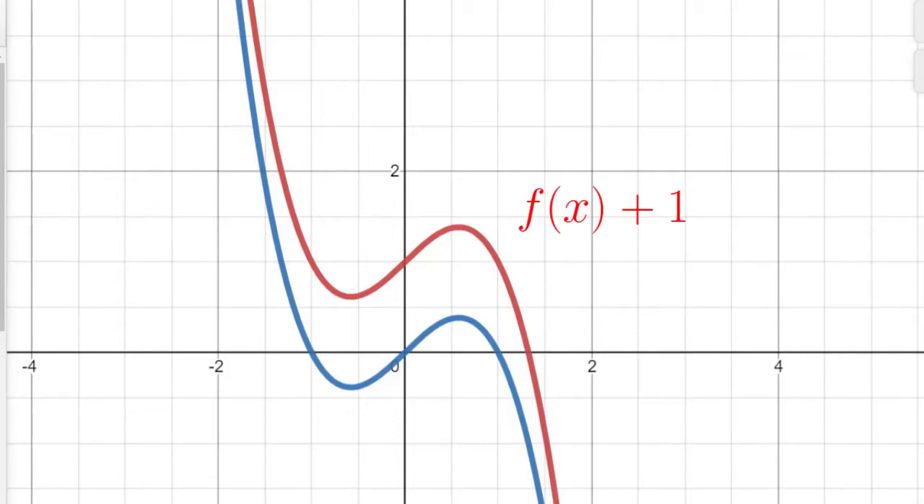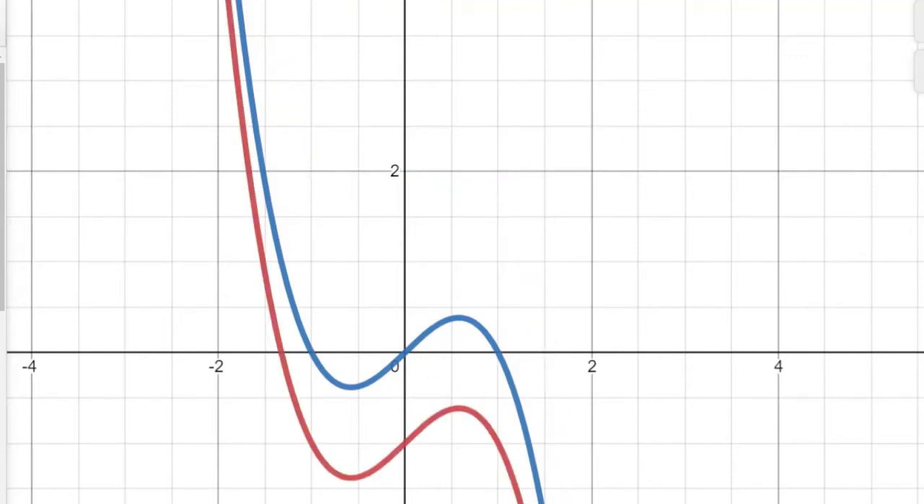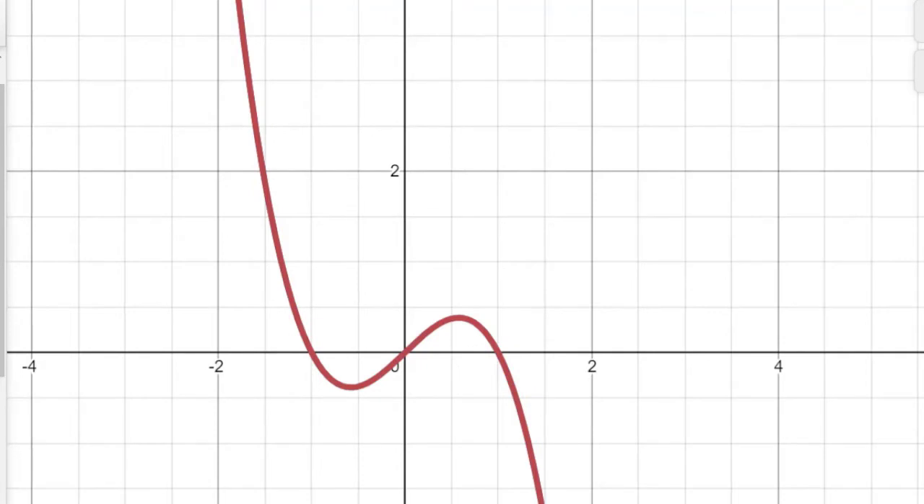If I want to shift it up 2 units, I will just add 2 to my original function. If I want to shift it up -1 units, I'll add -1 to my original function. And you can see that's the same thing as just subtracting 1 from a function. So by adding a value to a function or subtracting a value from a function, I can shift the graph up or down. The vertical shift of a function is obtained by computing f(x) + k, where k is the amount of the vertical shift. So now let's talk about the horizontal shift.